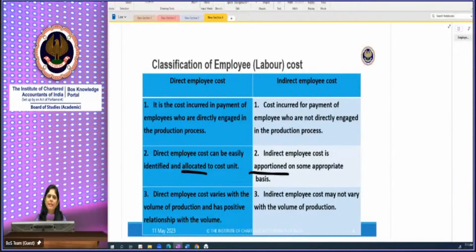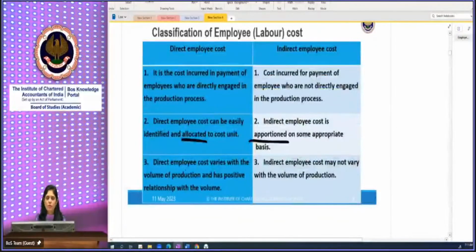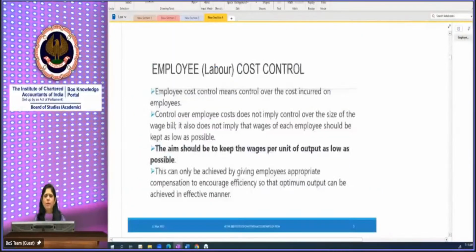All right. So that's direct cost and indirect cost, or direct employee cost and indirect employee cost. Employee or labor cost control. So cost control, now we have to reduce the cost. That does not mean, see, this concept is very, very important. Employee cost does not mean that we should keep on reducing the salary or wages. No, it never means that.